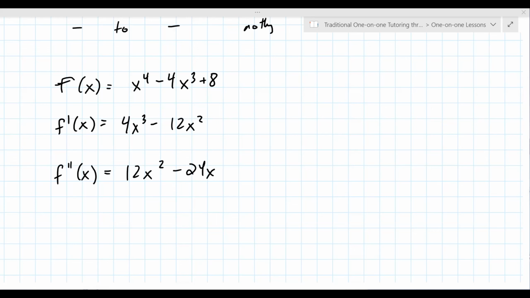You would just factor it out, 12x times x minus 2. Then you set it equal to 0, and that's what we did for inflection points. That's how it works. It's the second derivative, finding the x's, setting it equal to 0. But in terms of the inflection points, it's supposed to change sign, and we didn't show that in the previous one, but really should have.